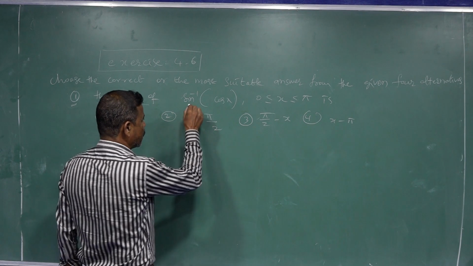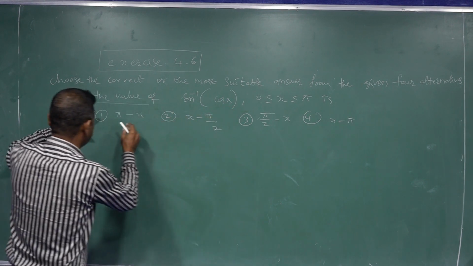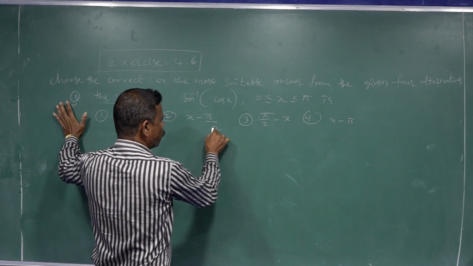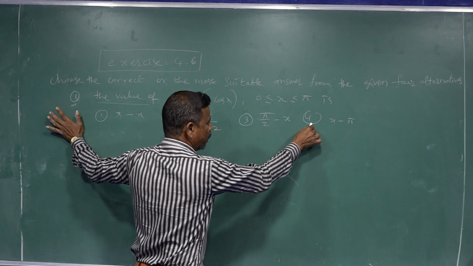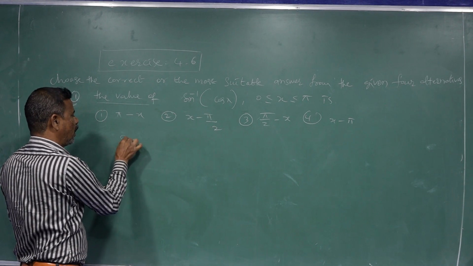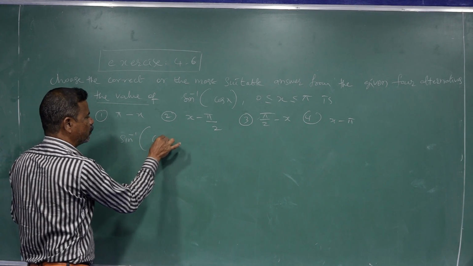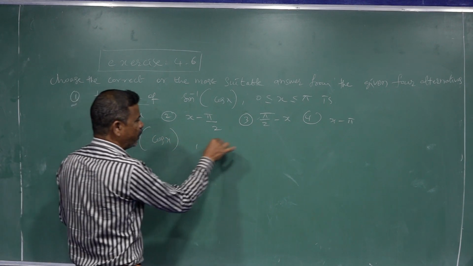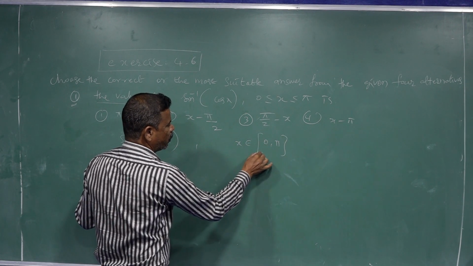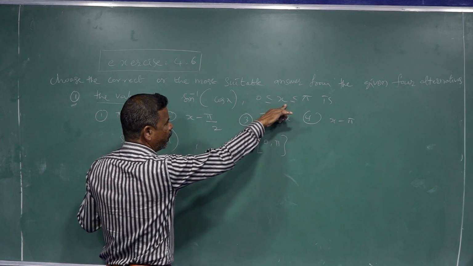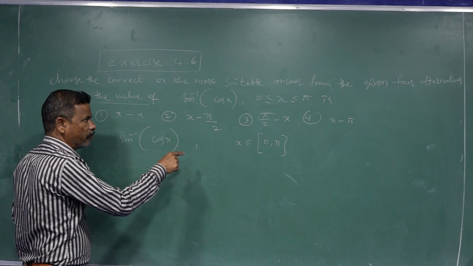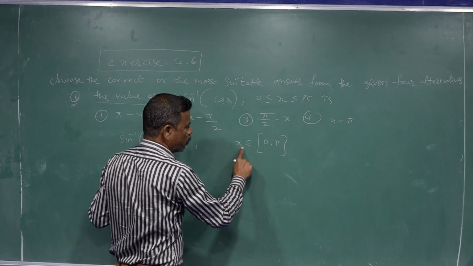After that, sin inverse of cos x is equal to, in these options: first, 5 minus x given; after that, x minus 5 by 2; next, 5 by 2 minus x; next, x minus 5. Which value is suitable? So from this, sin inverse of cos x, where x belongs to 0 to 5. This is the closed bracket, this is the equality. According to that both are the same: x lies between 0 to 5, x belongs to 0 to 5.